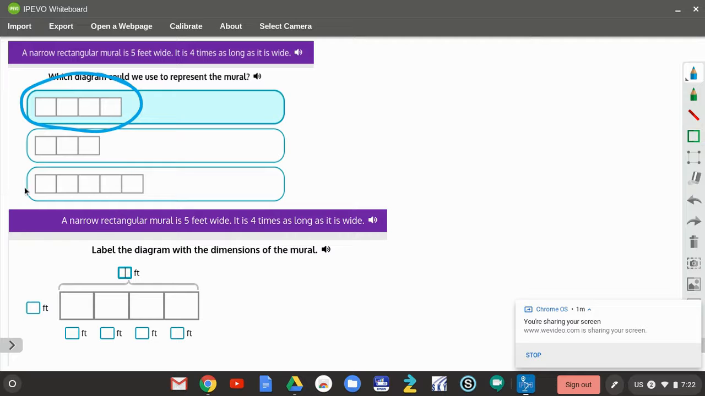Okay. And then we're going to take that same information that we have, and notice it says the same thing. A narrow rectangular mural is 5 feet wide. It is 4 times as long as it is wide. Label the diagram with the dimensions of the mural. So let's do that. If we know it is 5 feet wide, we need to label the rest of it. Remember, if that width is 5 feet, each one of these is 5. Okay? So 5, 5, 5, 5.